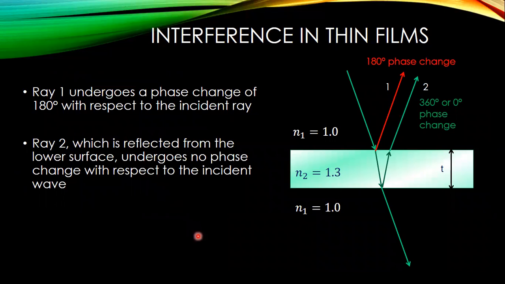So let's take a look at the case where we're reflecting off of this soap bubble. And this is going to be the same case as it would be for any very thin film. We have air on both sides. We have water in between. And on the front side, this ray is going to reflect off the front surface. And because we're going from lower to higher index material, we are experiencing 180 degrees phase change.